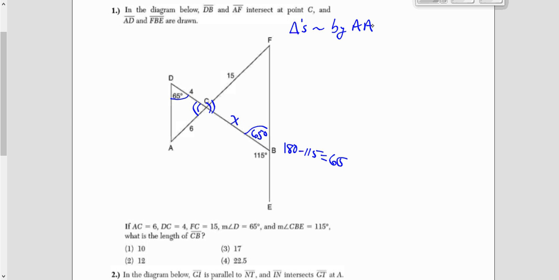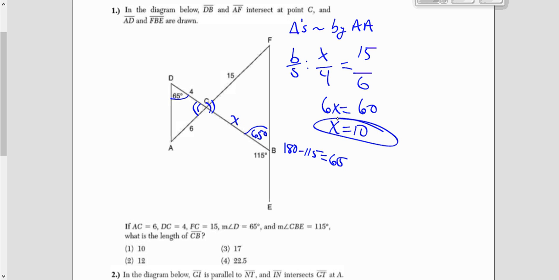So now, as a technical matter, we can set up our proportion, and it's got to be at the corresponding sides, okay? So somebody give me their proportion here. You want to do big over small? I don't care. X over 4 equals, that's big over small, 15 over 6. There we go. So 6x equals, what's that, 60? X is 10.